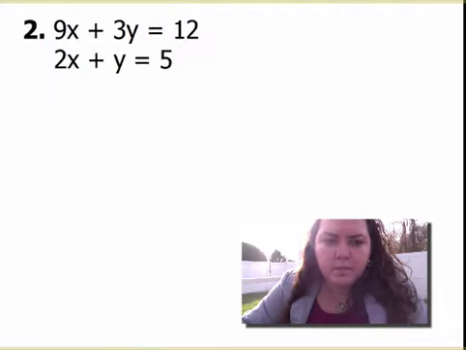Number 2. If I look at this one, I notice it's all lined up, but none of my coefficients are the same. So for the y, I have a 3y, and then I have just a 1y. So anytime you have one that's just 1 by itself, you can go ahead and change that one. It's the easiest one. So I can multiply the second equation by 3.